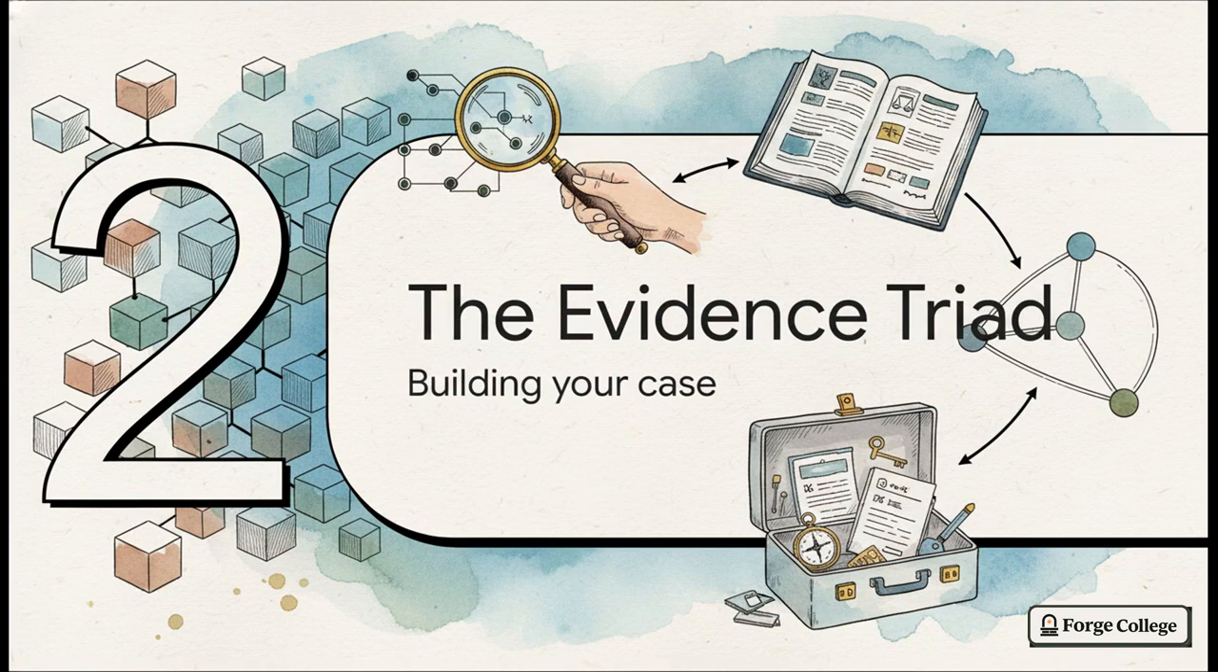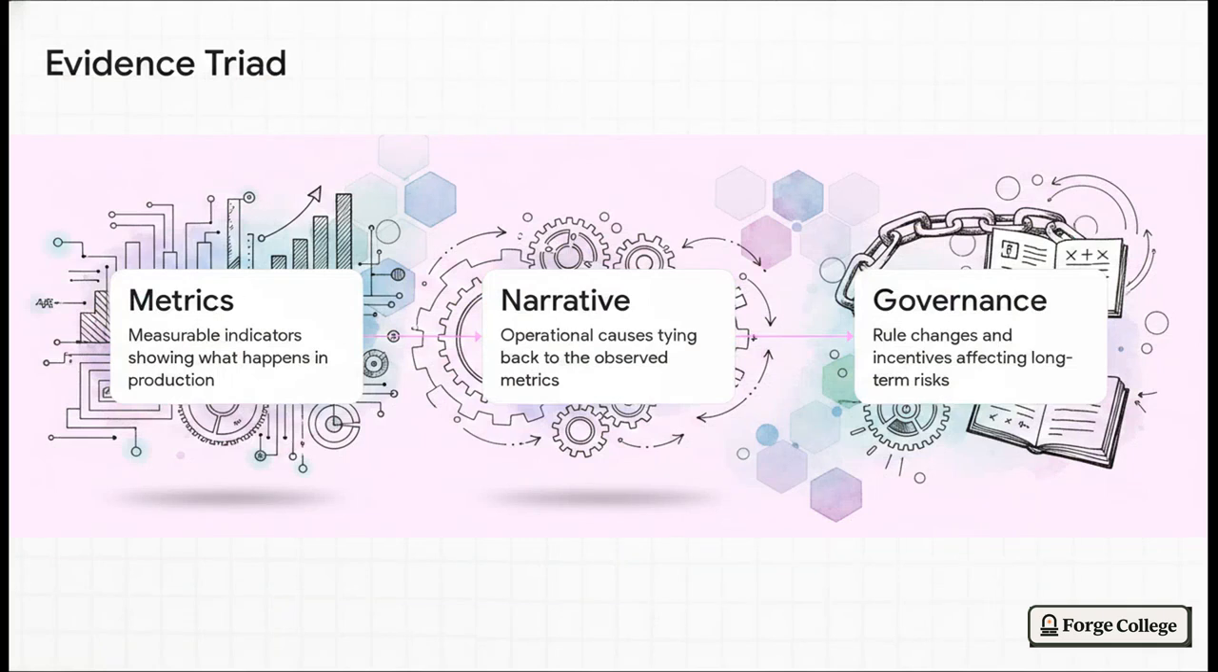It's time to build our case using a framework you can rely on time and time again. We can break this down into our trusty rule of three. Step one, the metrics. This is the what. Think of these as the literal clues left at the scene, the cold, hard, quantitative numbers showing how a protocol actually behaves out in the wild.